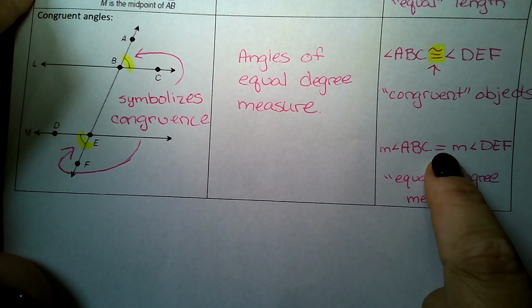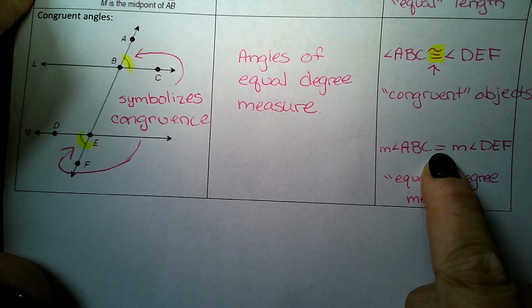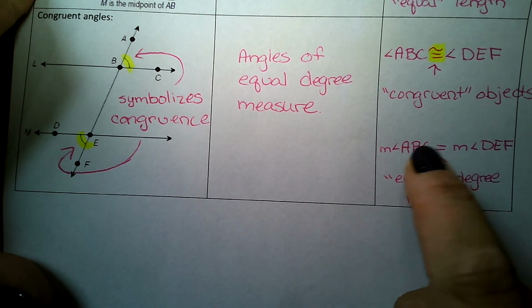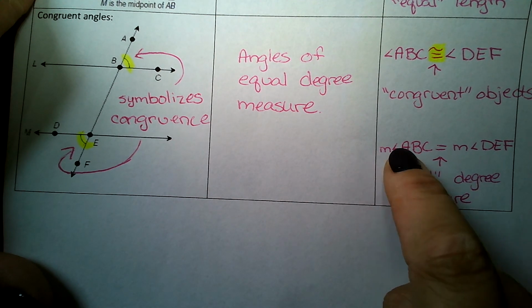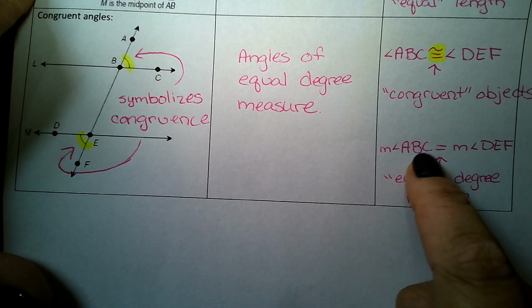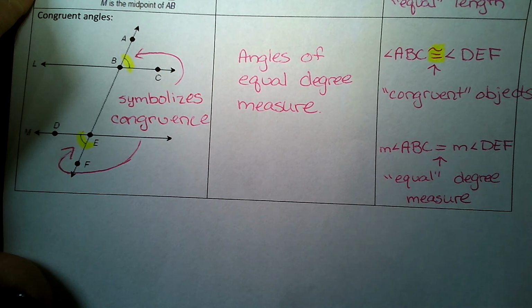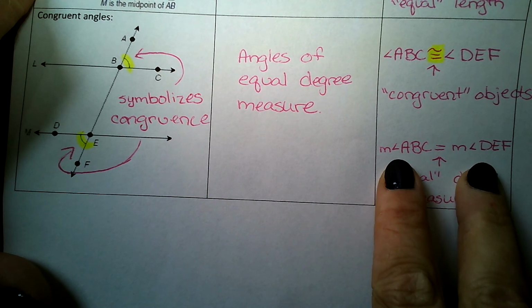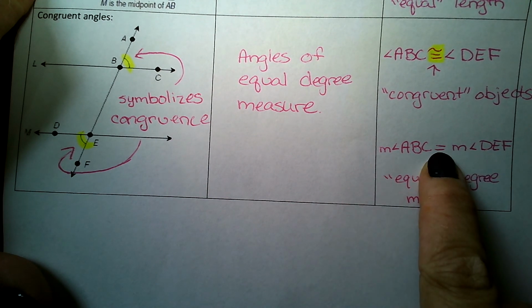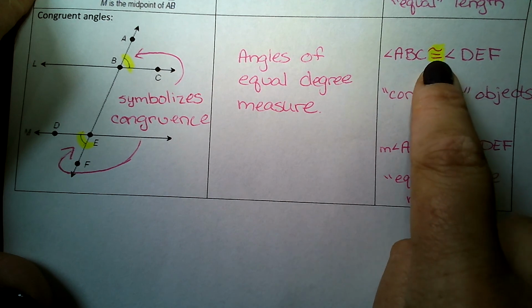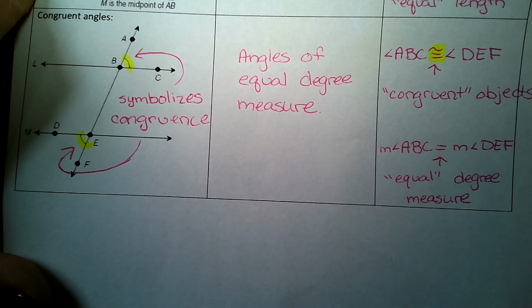If we use the equal sign, we're saying something different. We're saying that the measure of angle ABC is equal to the measure of angle DEF. We'd have to get out our protractor and measure these two angles to say that they had an equal degree measure if we were using the equal sign. If we're using the congruent sign, then we're saying that the objects are congruent to each other.